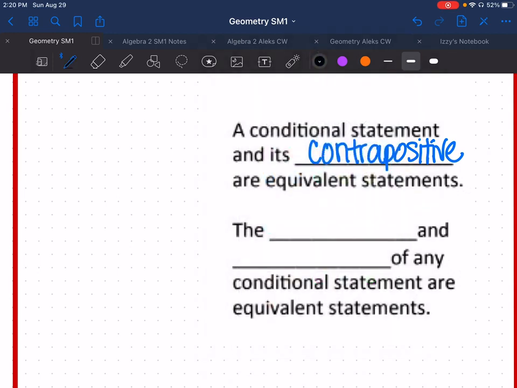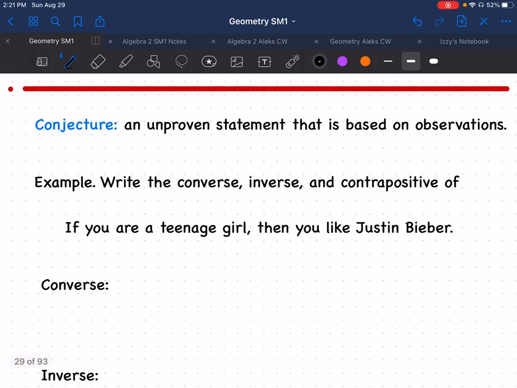The converse and inverse of any conditional statement are also equivalent statements. All right, I have one that I would like us to try. It's one of my favorites. Before we go ahead and do this, we want to talk about what a conjecture is. A conjecture is an unproven statement that is simply based on observations. All right, let's go ahead and do an example.